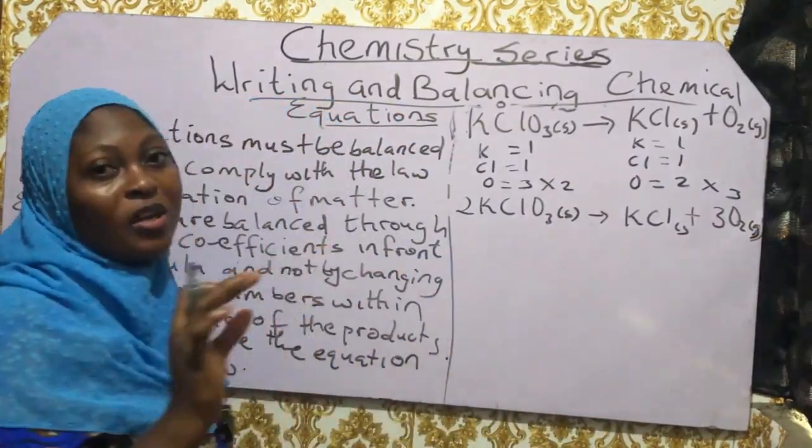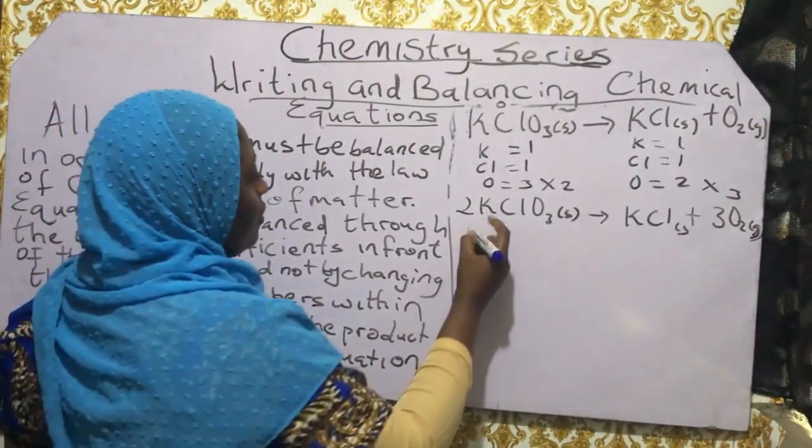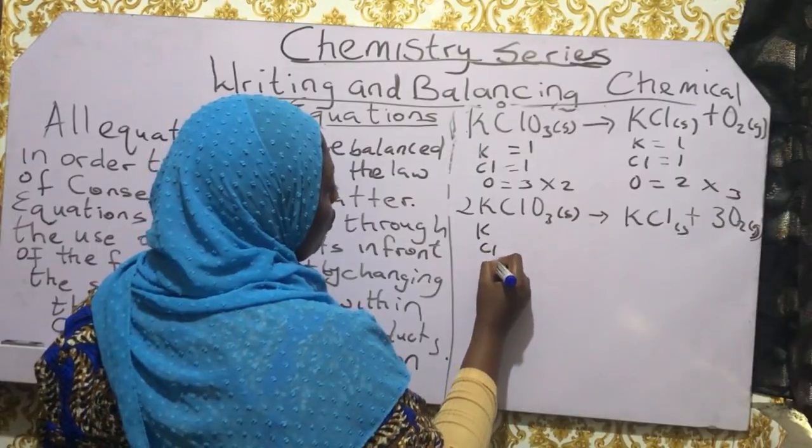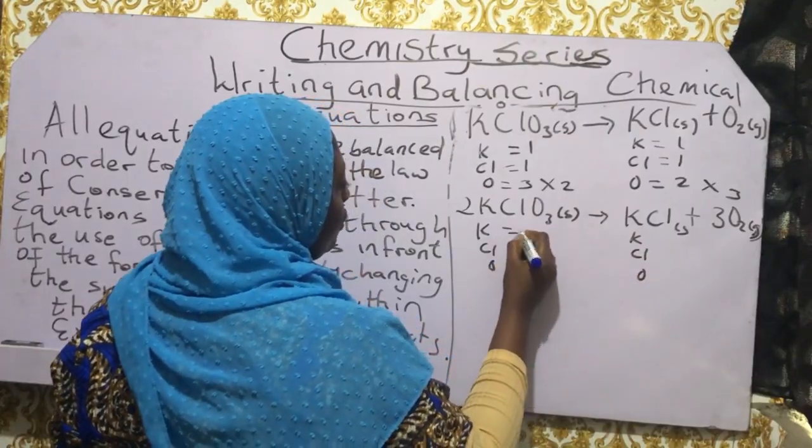So now let's try to calculate the number of atoms of the reactants and products on both sides. Potassium, chlorine, oxygen, potassium, chlorine, oxygen. So potassium.